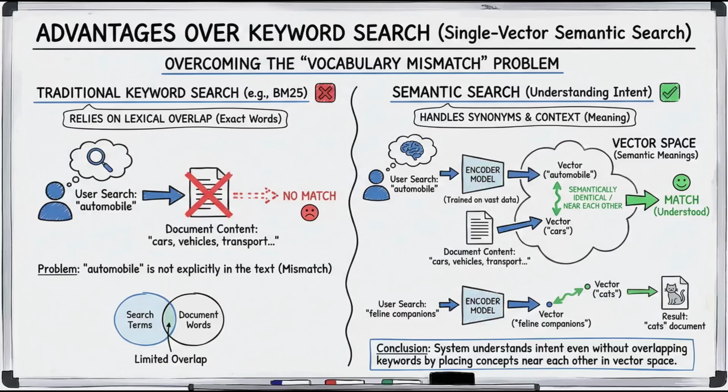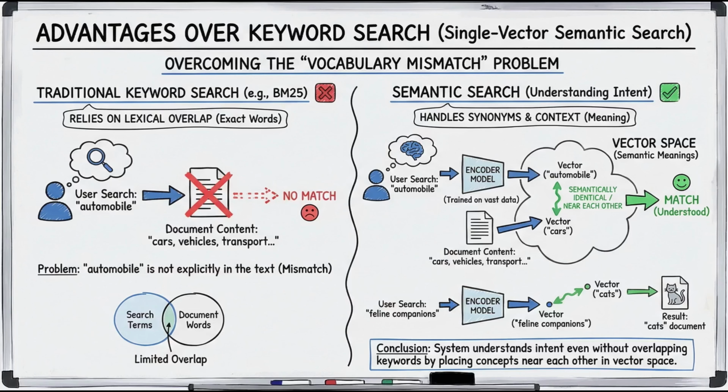Single-vector semantic search is a major leap forward from the legacy search systems of the past. It offers three primary advantages that make information retrieval more intelligent and efficient. First, it excels at handling synonyms and paraphrasing. In traditional keyword search, if you search for automobile maintenance, you might miss critical documents that simply use the words car repair.